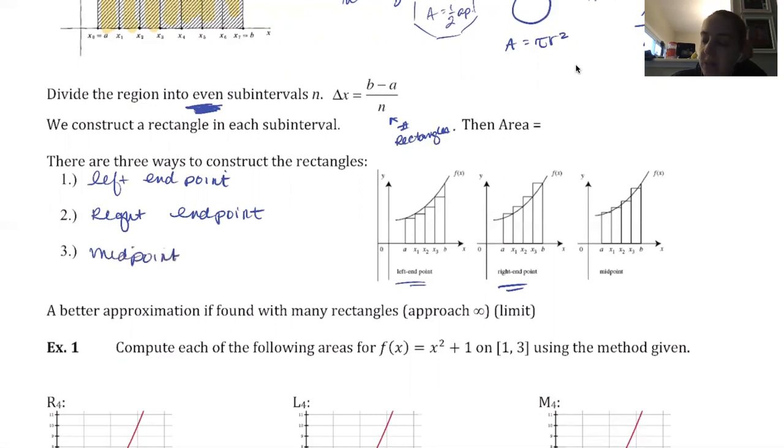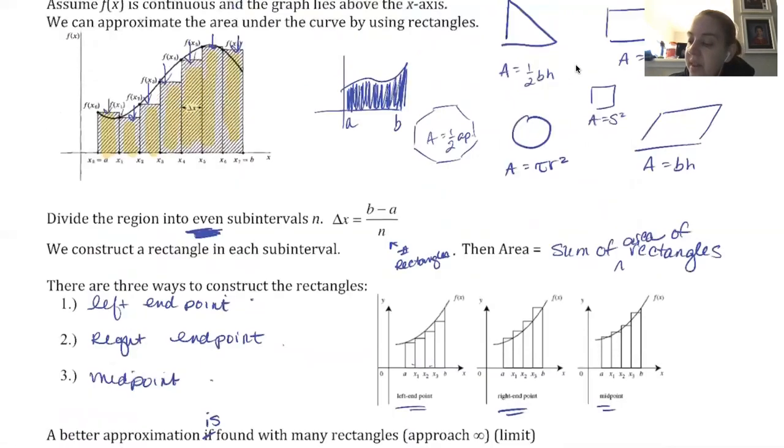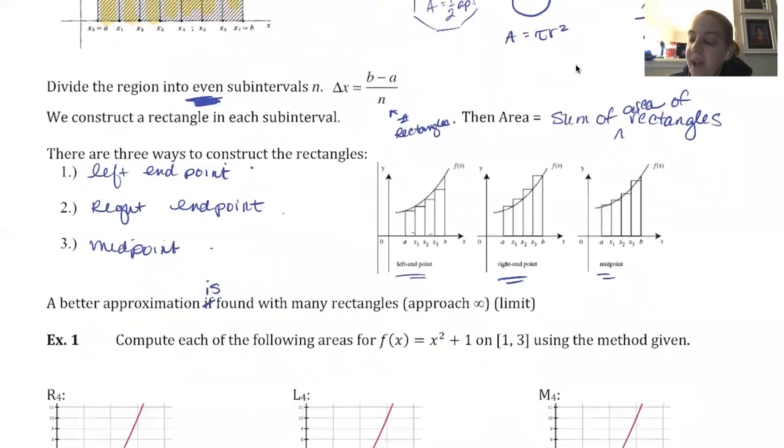It's a little bit like Goldilocks. One is too short, one is too tall, one is just right. Truthfully, they're all estimates. None of them are perfectly perfect. But the area is the sum of the area of the rectangles, so you add up each individual one. A better approximation is found with many rectangles. In fact, if you had an infinite number of rectangles, that's better than the 4 rectangles shown here, or the 6 or 7 rectangles shown up here. The more rectangles you have, the more accurate it is.